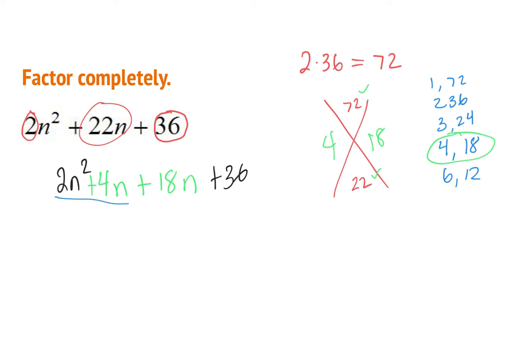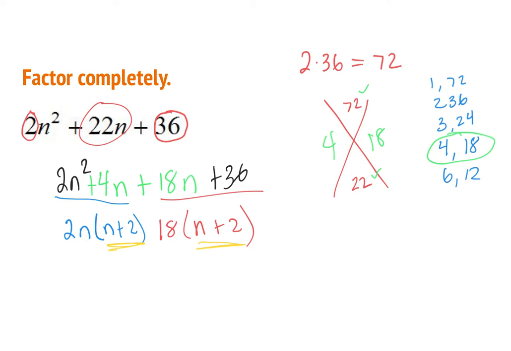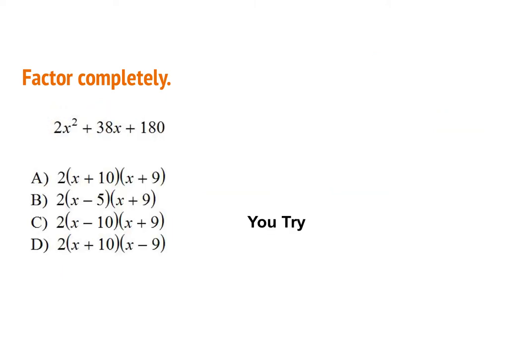So I group my first two terms, and I factor out a 2n. So I'm left with n plus 2. Then I group my last two terms, and I'm going to factor out an 18, and I'm left with n plus 2. And that's great because now I have my common factor, which is what I wanted, n plus 2. And then what's left over, 2n plus 18. And these would be my two factors. So now you try.